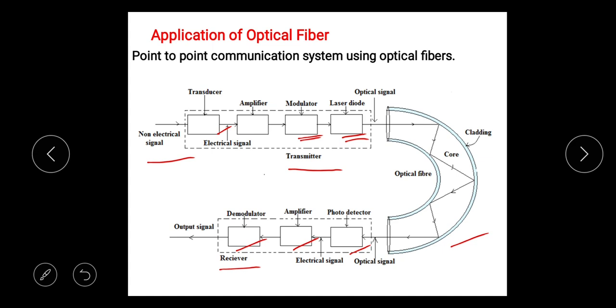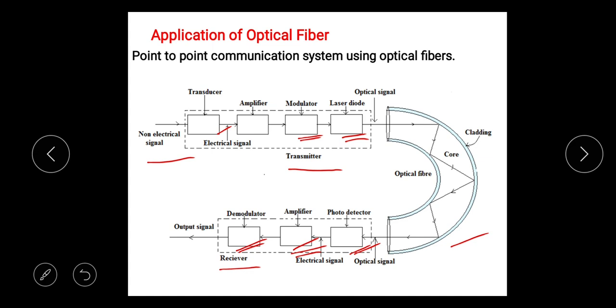In the output section, optical signals are received by the photodetector. Photodetector is an electronic device which converts optical signals to electrical signals. These electrical signals are amplified by using an amplifier again. Amplified electrical signals are demodulated, and in the receiving section, the receiver converts electrical signals to sound waves. So this is about point-to-point communication system using optical fibers.